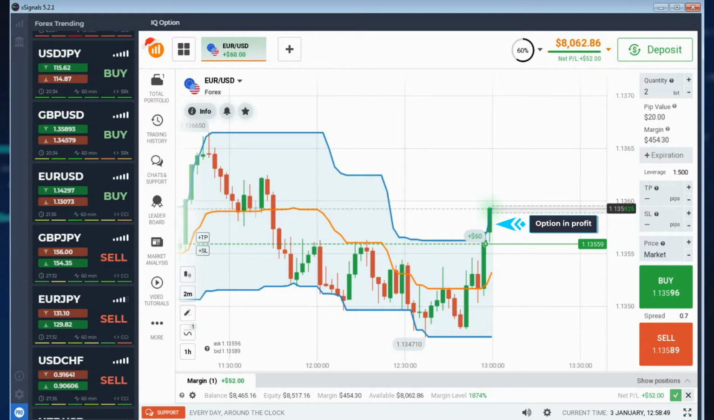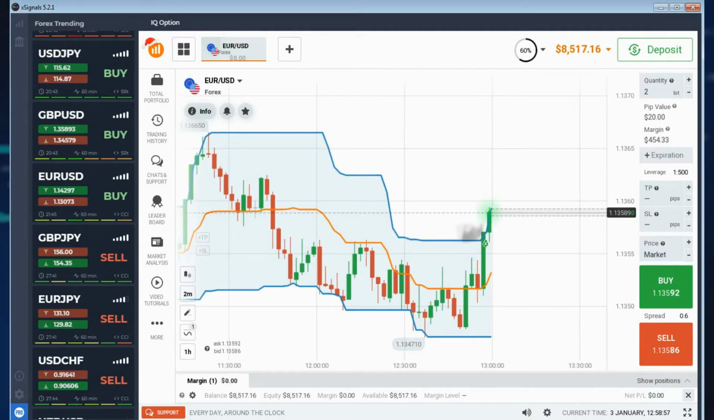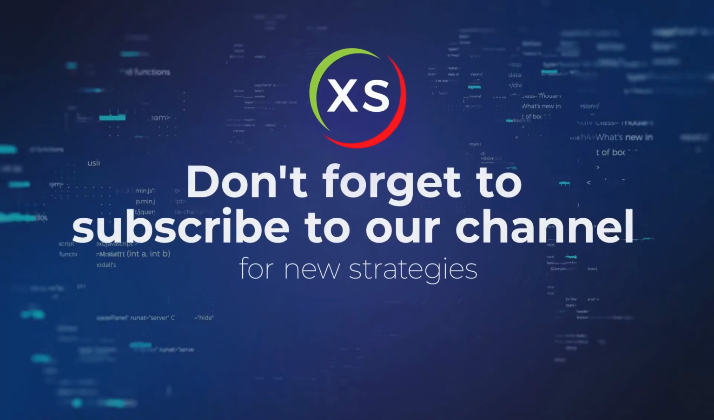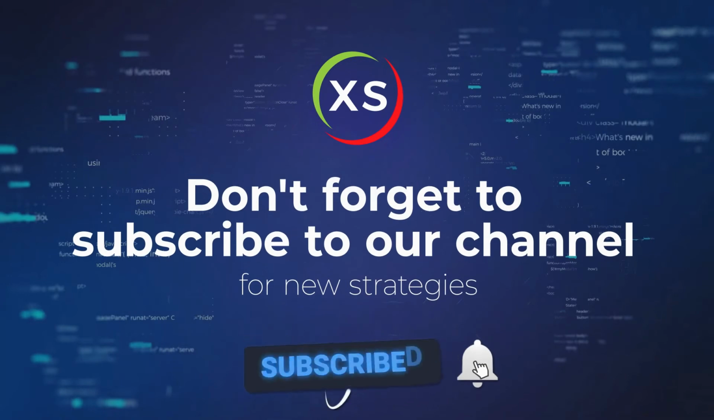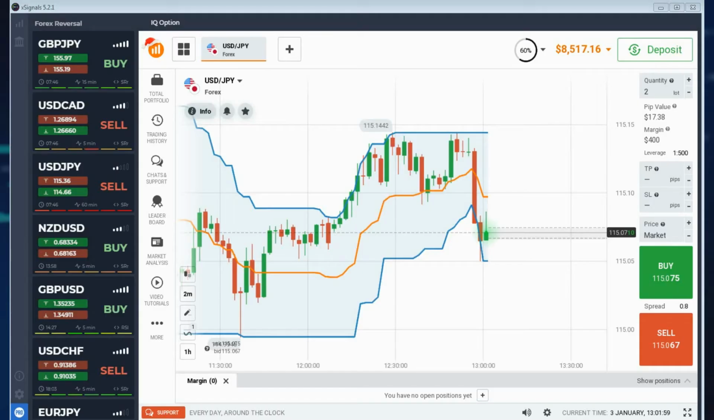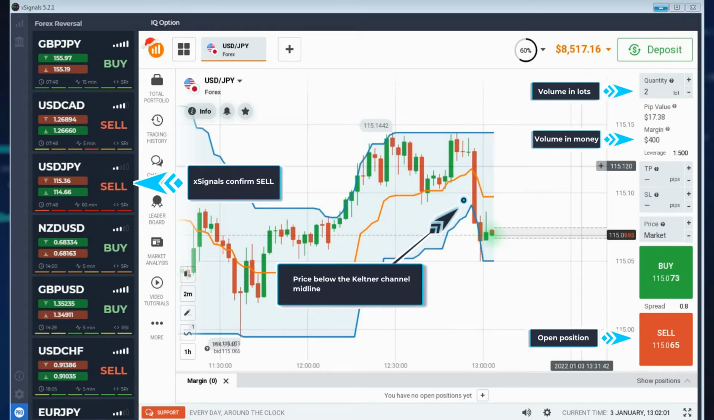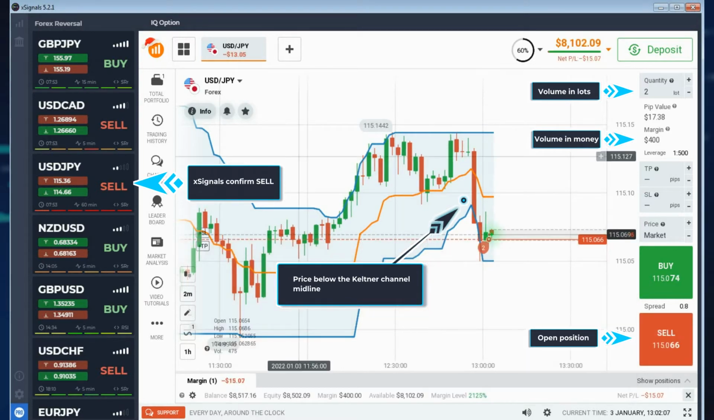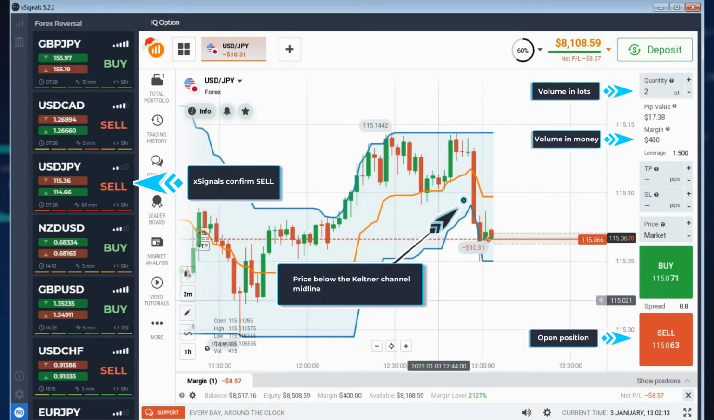The deal is in profit, getting ready to close. We get the first profit. The yen has a strong downward impulse through the middle line of the channel. The reversal from the lower border and xSignals confirm opening a sell order.